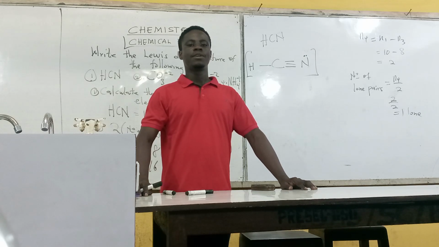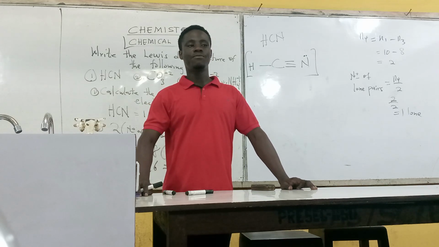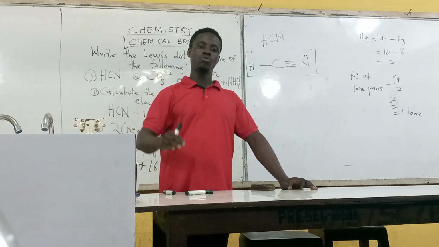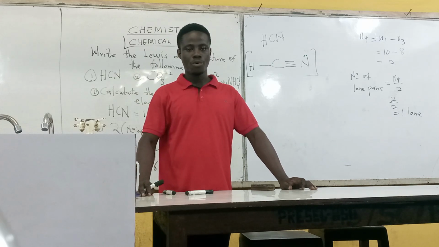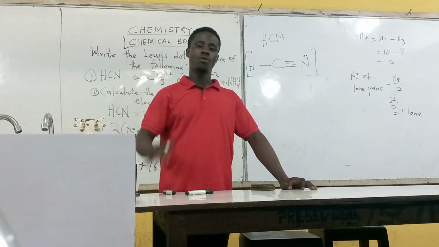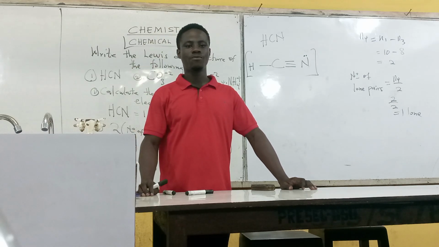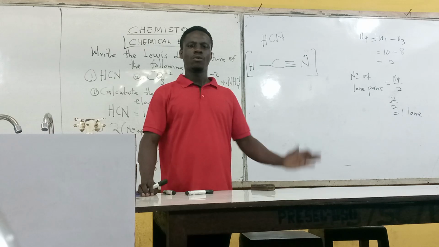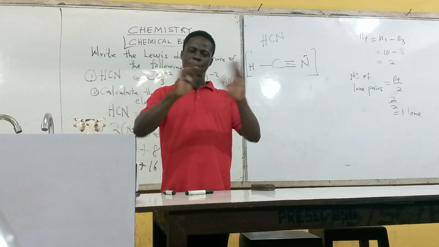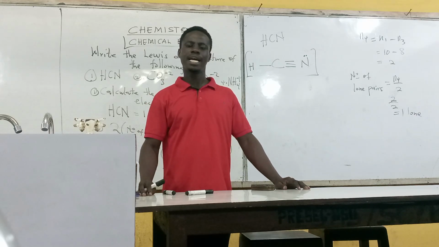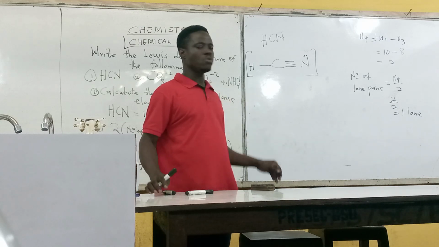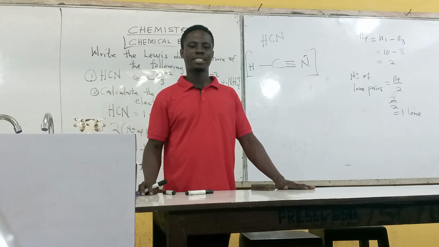Note, for you to get the number of bonds, you divide N3 by 2, and that will give you the number of bonds. For you to get the number of lone pairs, N4 divided by 2 will also give you the number of lone pairs. With this concept, you can pick any molecule on your own, follow the rules, and draw its Lewis dot structure.